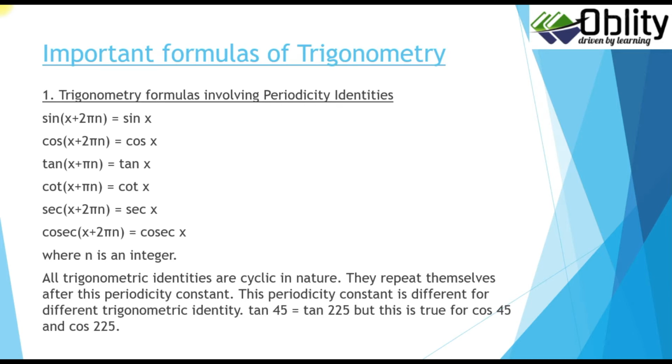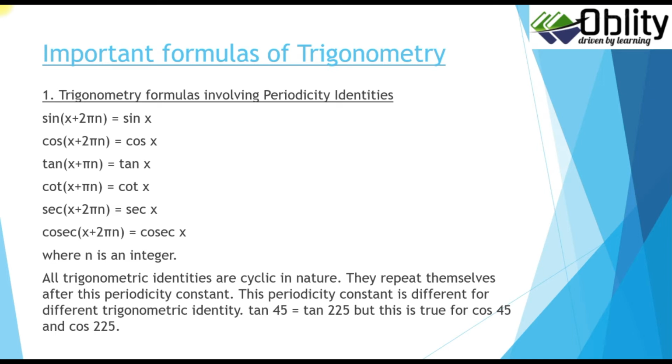Cotangent(x + πn) is equal to cot x. Secant(x + 2πn) is equal to sec x. Cosecant(x + 2πn) is equal to cosec x, where n is an integer.